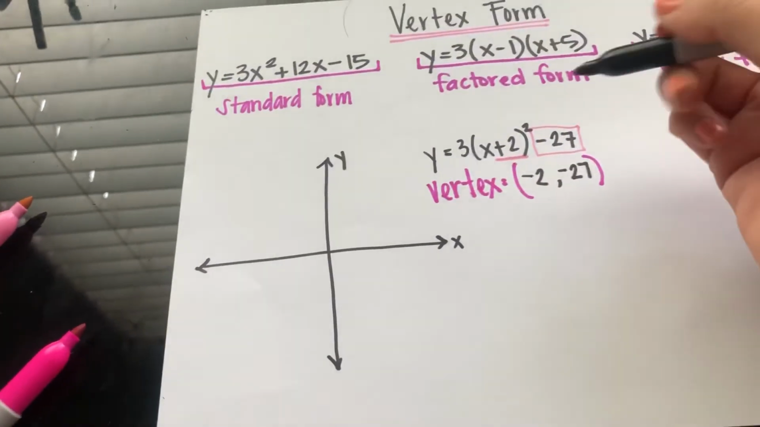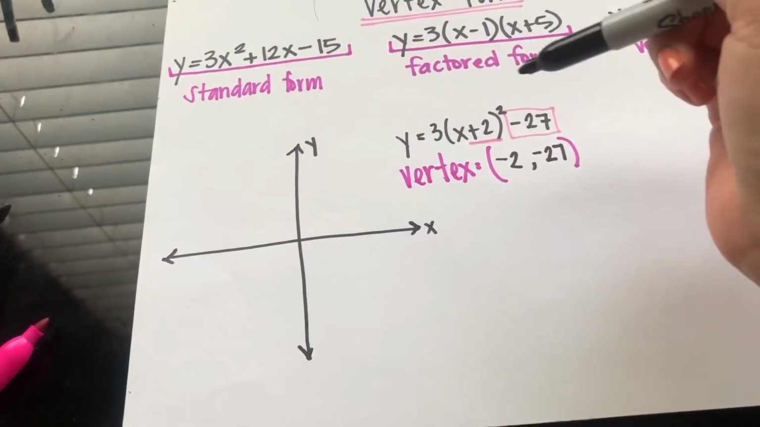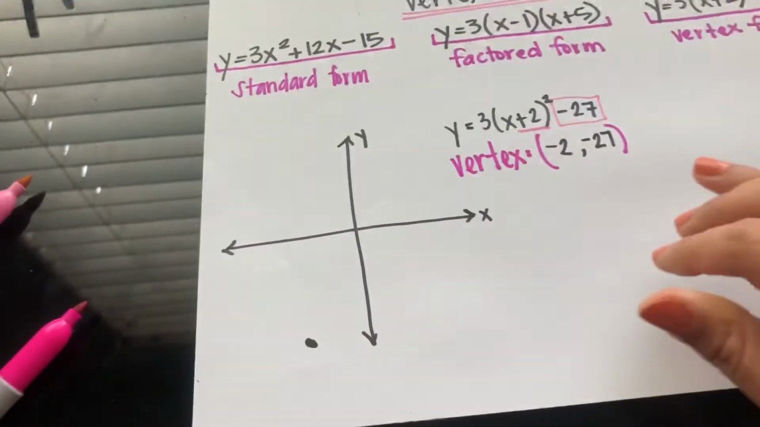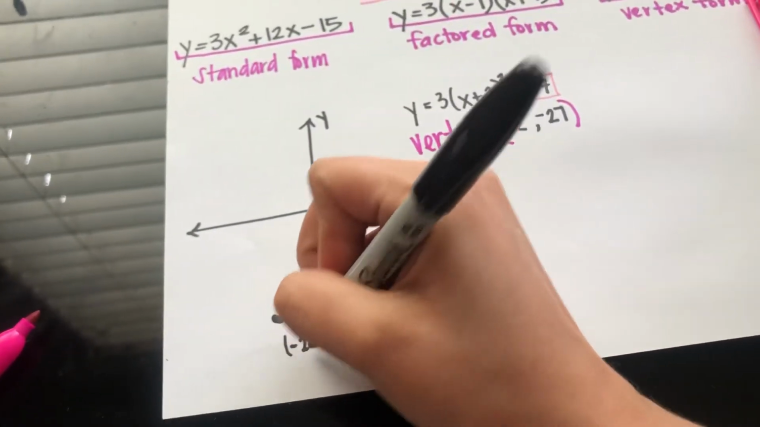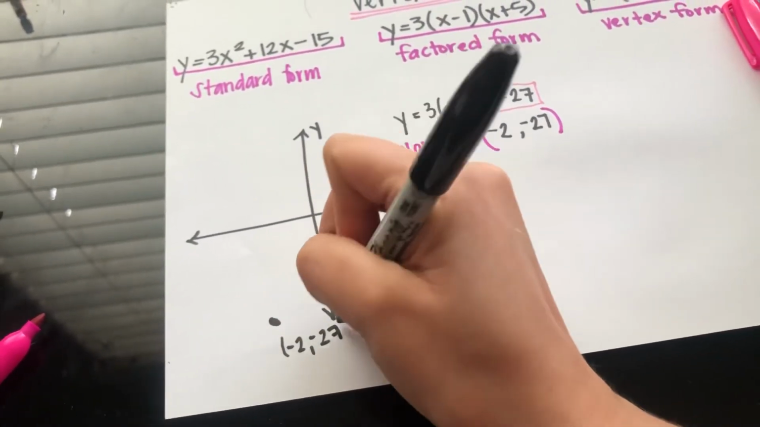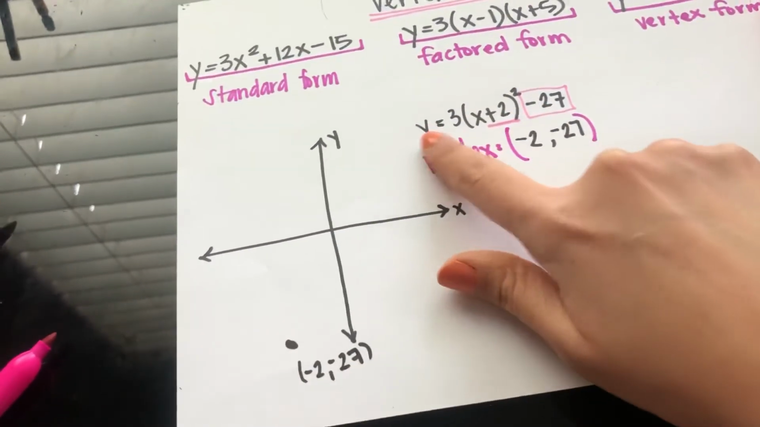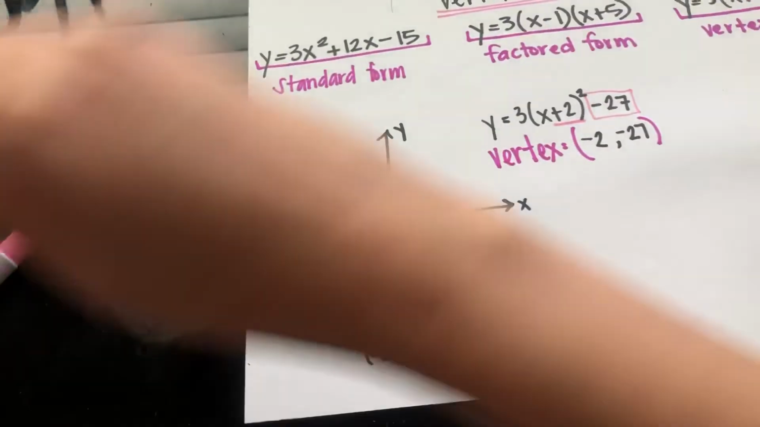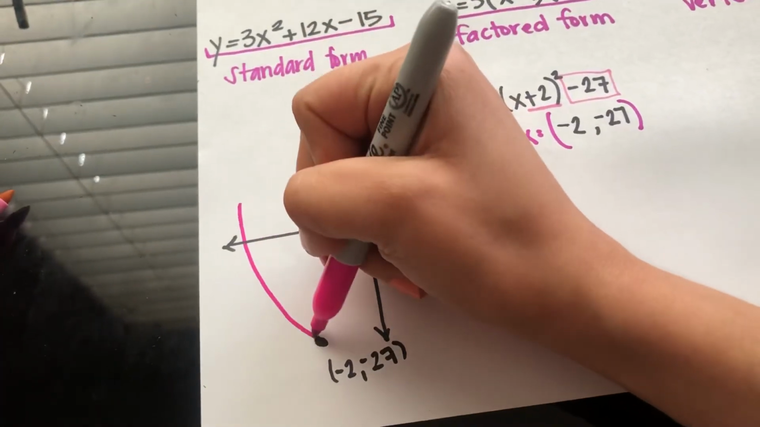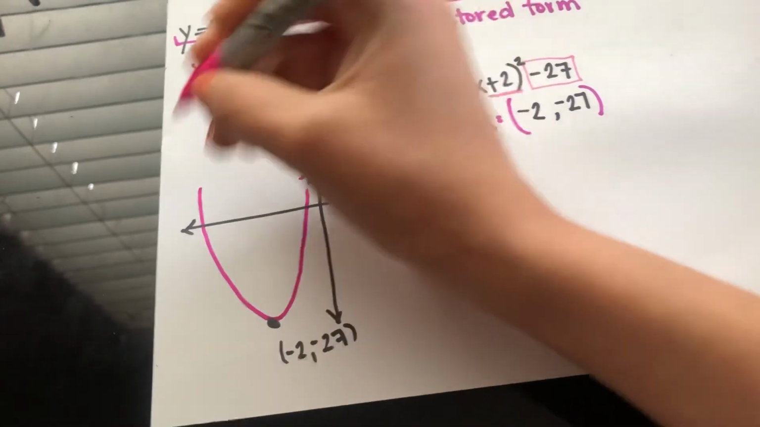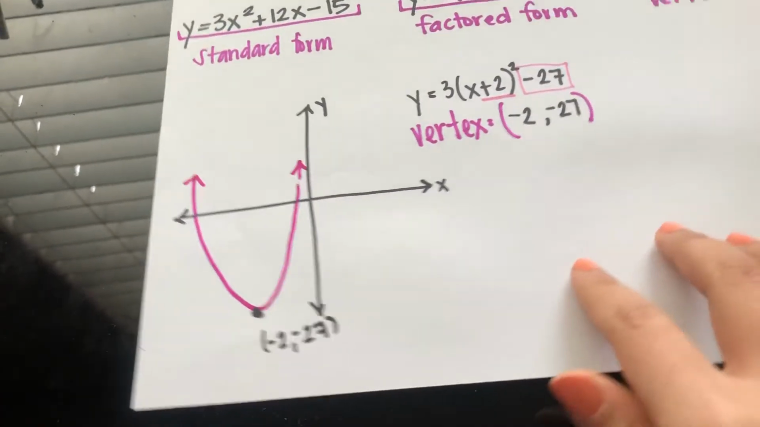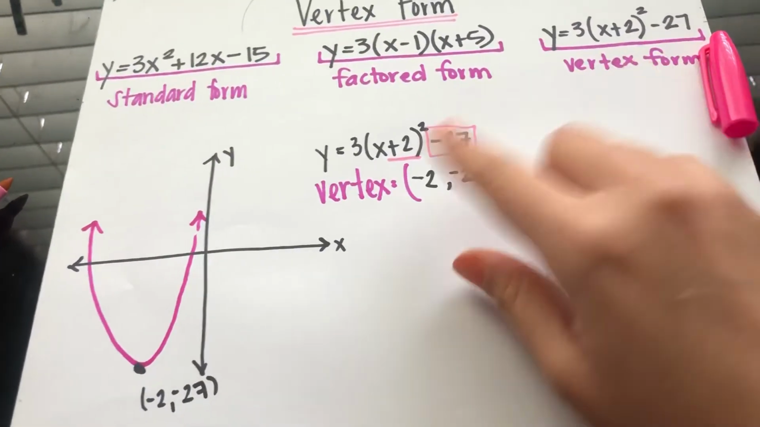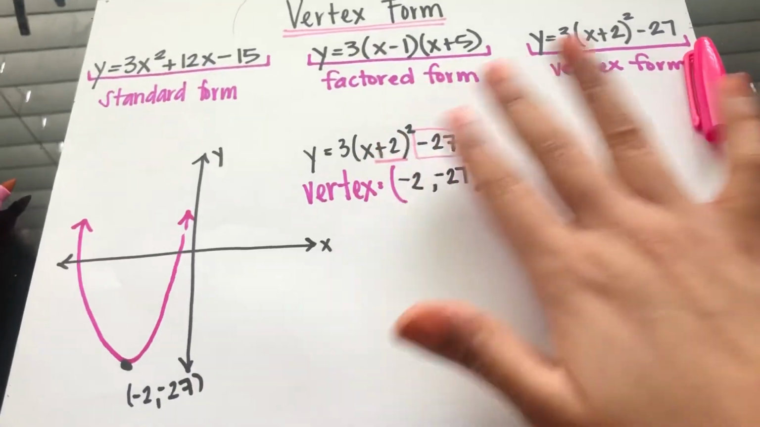So then if I wanted to graph the vertex of this equation right away, I can. So I would go to negative 2, negative 27. Let's say it's right there, negative 2, negative 27. And I know that because my leading coefficient is positive, that means that my parabola is facing up and my vertex is at negative 2, negative 27. So again, this is why it's called vertex form, because we can see the vertex right away.